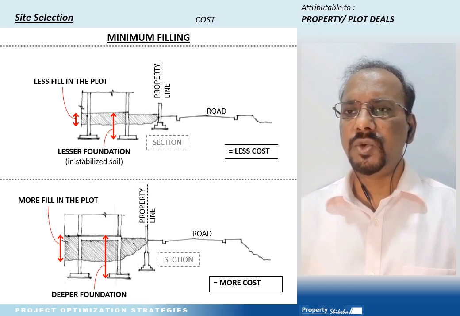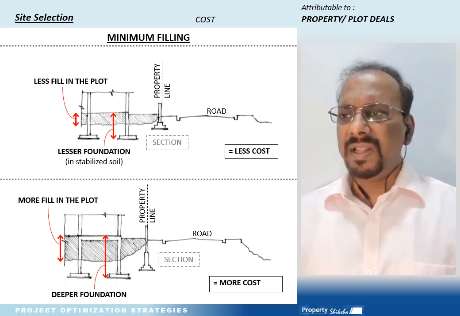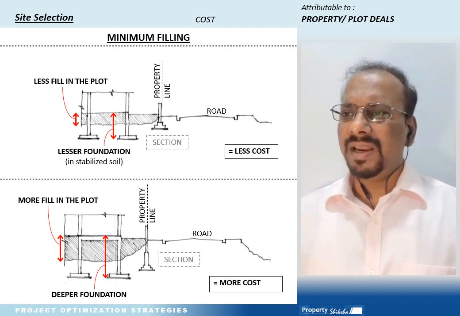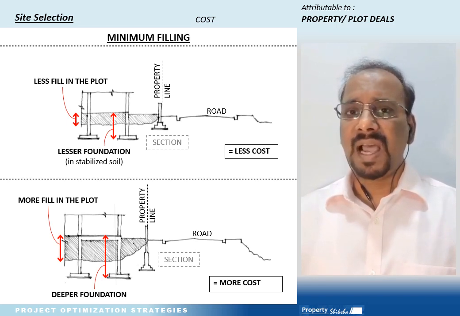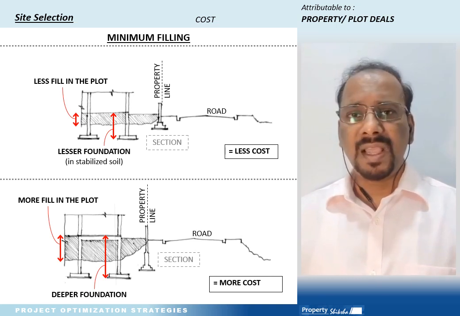One sketch shows less fill in the plot and the other shows more fill in the plot. Less fill in the plot leads to less cost and more filling in the plot leads to more cost. So any higher difference between the natural ground level of the plot and the external road will certainly lead to a higher cost of filling, with higher foundation depth and its associated cost. So it is better to check this before finalizing any plot deals.